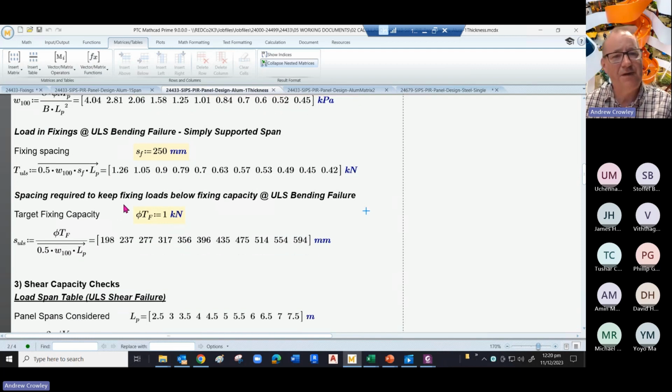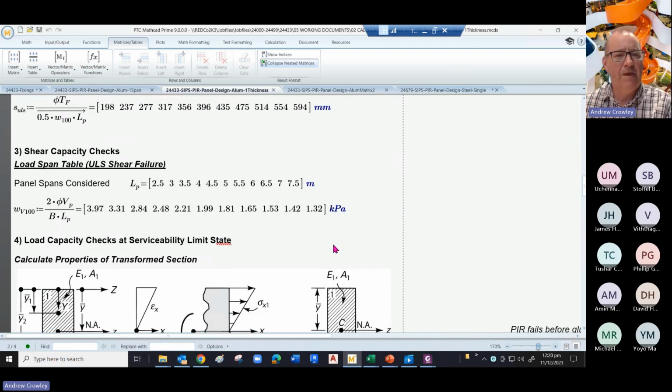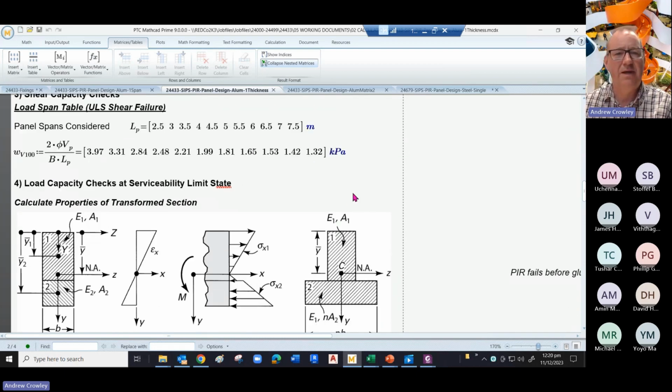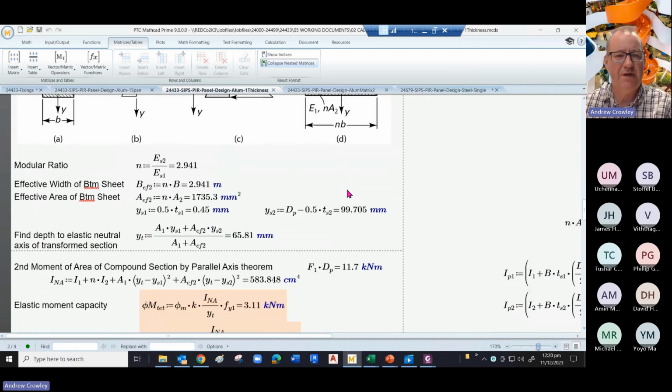Spacing required to keep the fixing loads below the fixing capacity. Given that you've got a fixing capacity in each fixing of 1 kilonewtons, then it varies from 198 millimeters up to 594 millimeters. Checking on shear, we're looking at the shear equation again turned on its head. From that, we get what load will cause the panel to fail in shear, and that's where we have an array. Now we need to transform our section again, which is what we've done before.